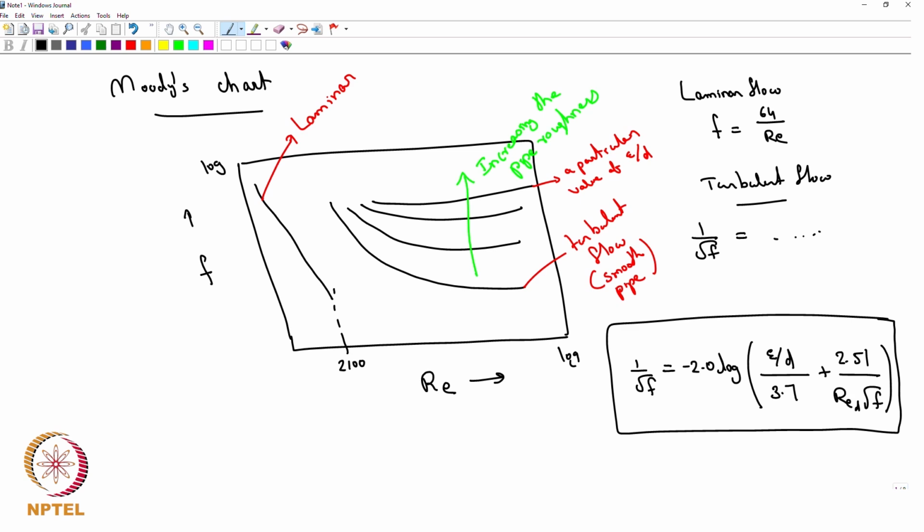When I have written log, it is base 10. If I have written ln, that would mean natural logarithm. People have tried to fit that equation and it reasonably reproduces the plot. So you could use either of them. Actually, you could use any of these things.